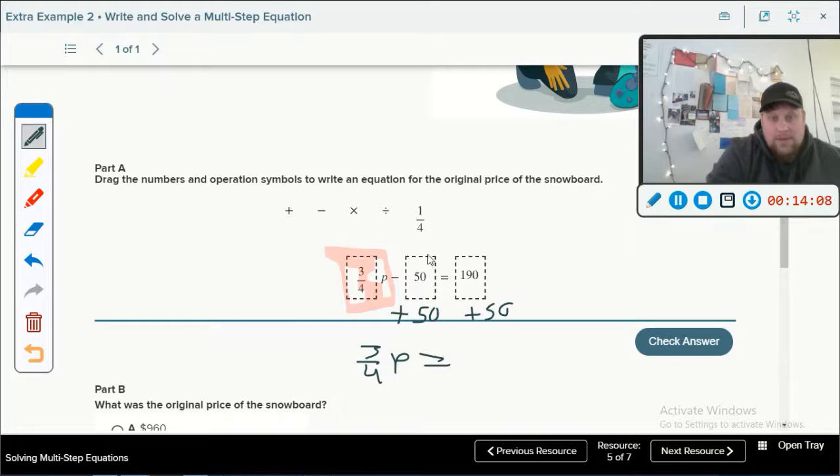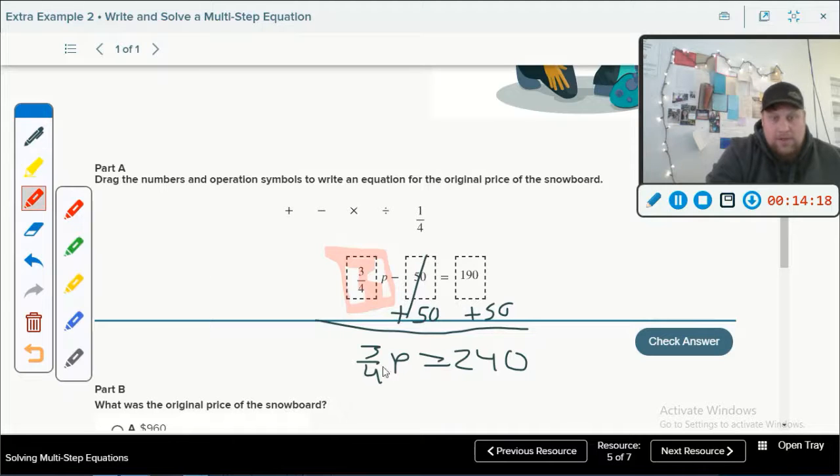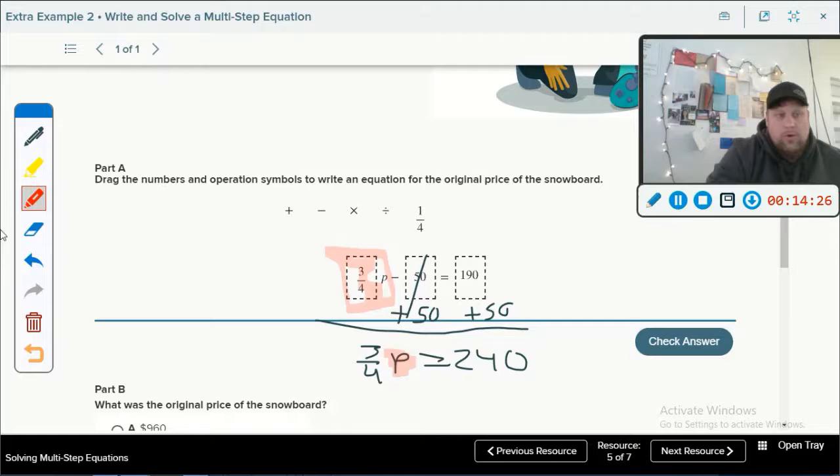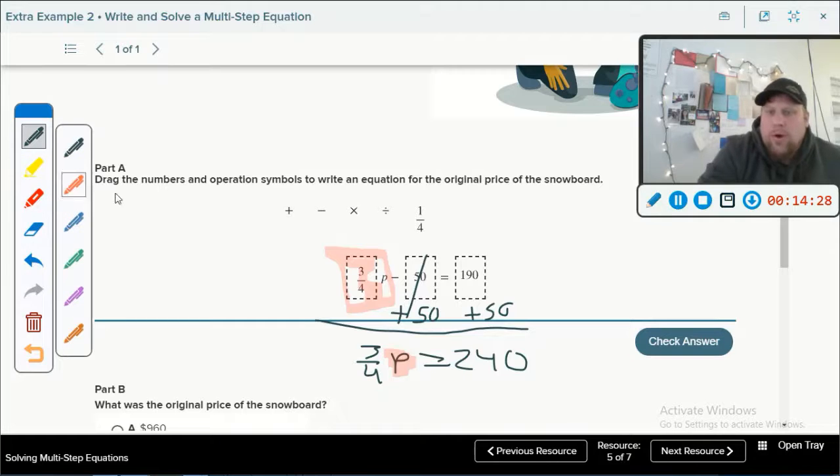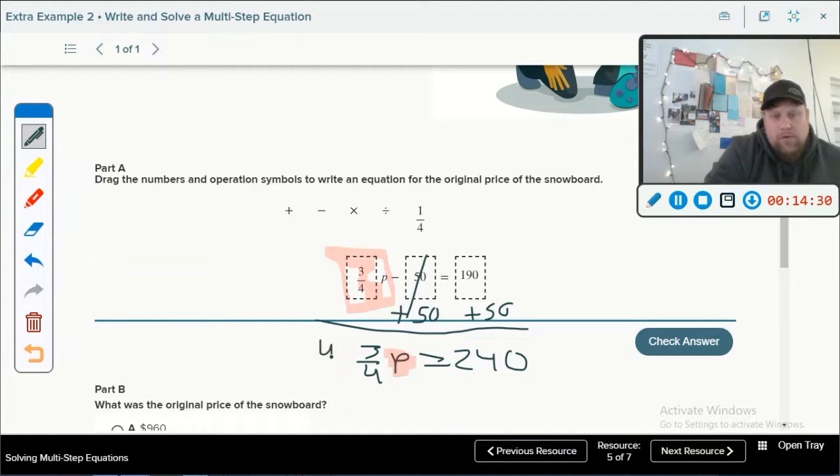All right, now I want to get P by itself, just P. We talked about it. The multiplicative property of identity would tell us that the way we change 3/4 to a 1 is by multiplying by its reciprocal, which is 4/3. Boom. So those cross out, and I'm just left with P equals. But what I do to one side, I've got to do to the other. 4/3.